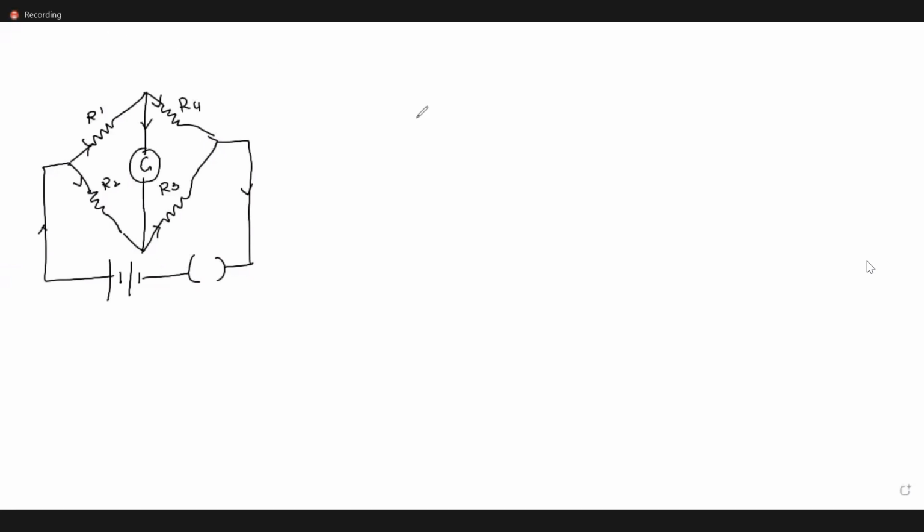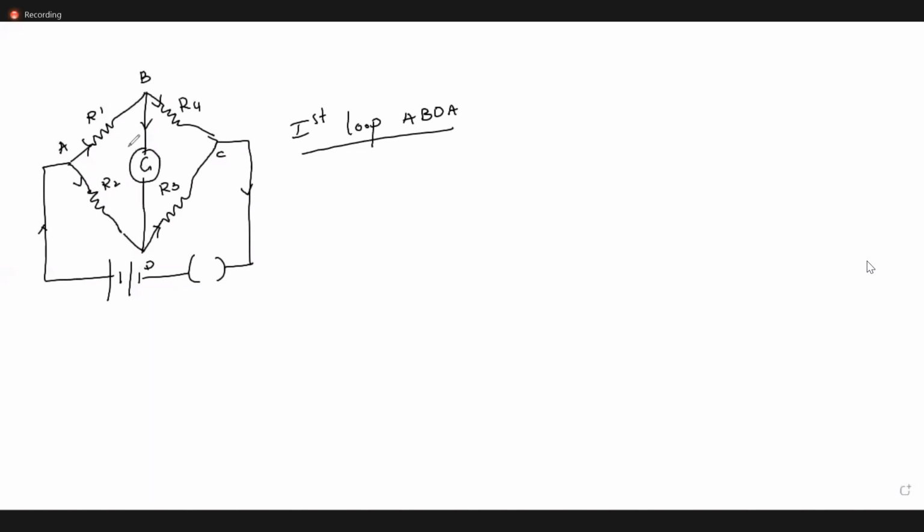Now let me take the points A, B, C, D. For the first loop, let me take the ABDA loop. Simplest way I will tell you, so try to write in that way. For this, I will use the Kirchhoff loop rule. So let me take here first loop A, B, D, A loop.